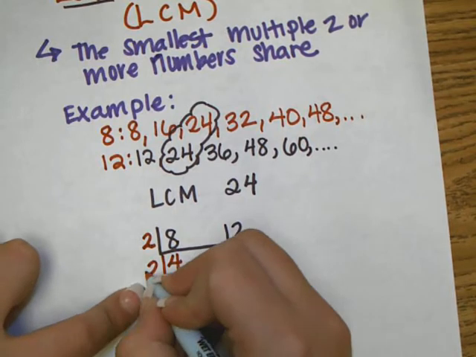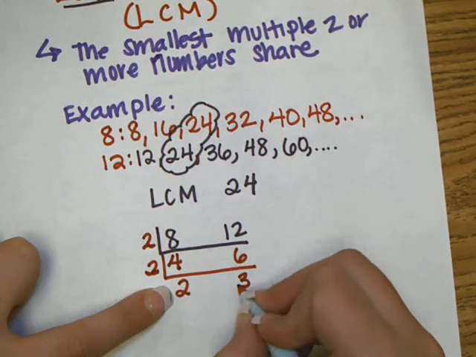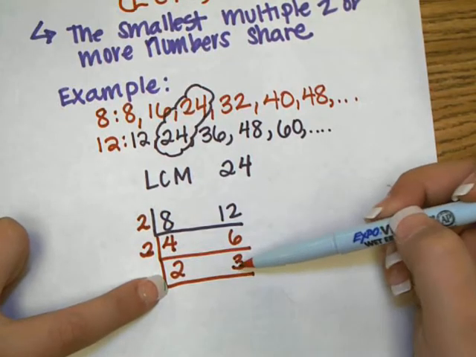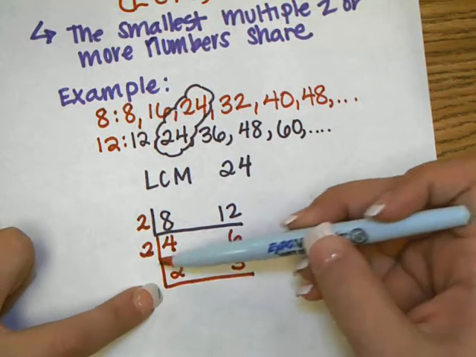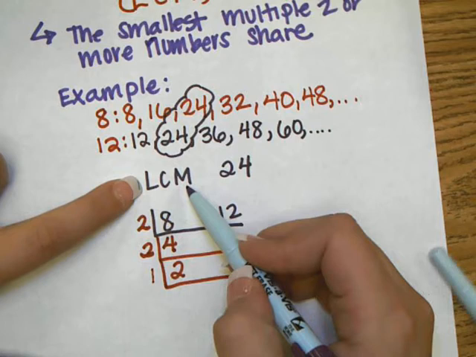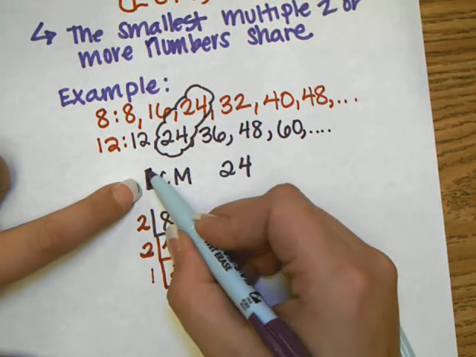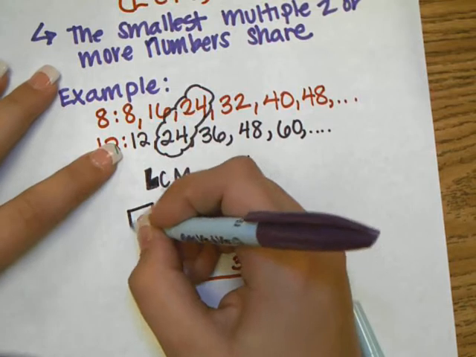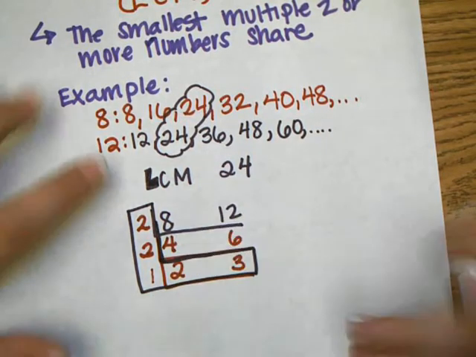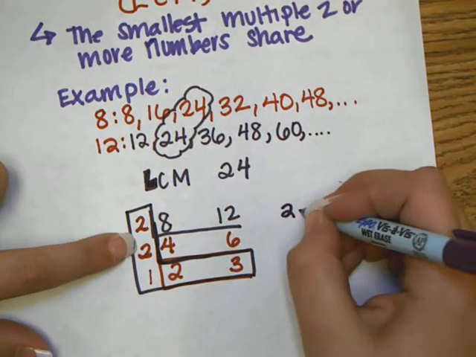What can go into 4 and 6? 2 again. 2 goes into 4 2 times, and 2 goes into 6 3 times. Then we ask ourselves what can go into 2 and 3? Only 1. So because we're finding the LCM, and I have this L here to help me remember what to do, I'm going to make this into an L with the last row.